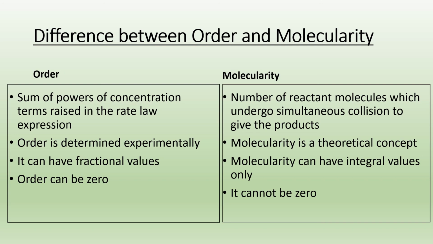An order can have fractional values. We can have half order, 3 by 2 order, all are possible. But molecularity, since it is the number of reactant molecules which collide simultaneously, can have only integral values. An order can be zero. We can have a zero order reaction, but molecularity can never be zero. So these are the various differences between order and molecularity of a chemical reaction.